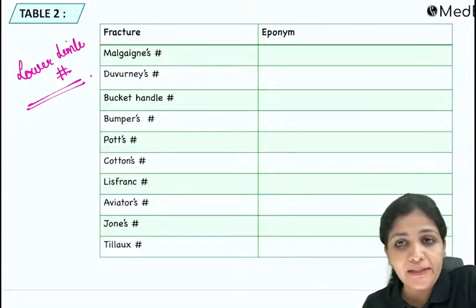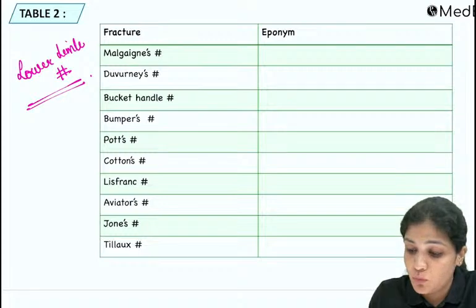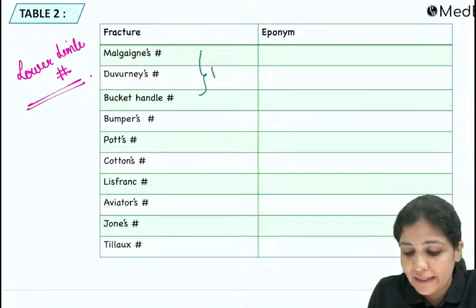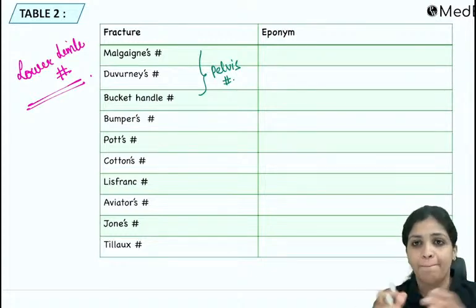So now let's go with the lower limb fractures. I have started first with the pelvis fractures, so these three are the pelvis fractures, right? So what you have to remember is pelvis.